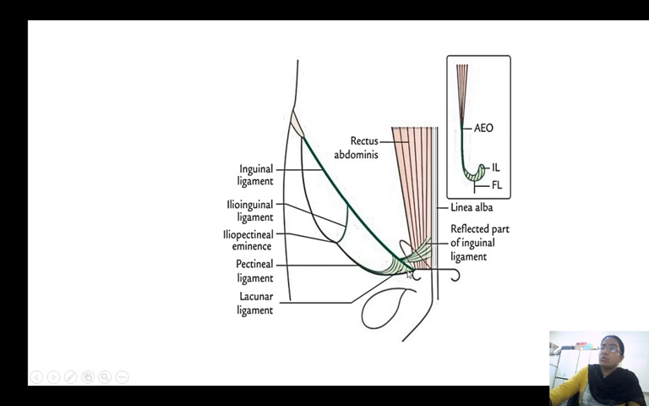Lacunar ligament is also called Gimbernat's ligament. This is a reflected part. You can see this is the superficial inguinal ring. Some of the fibers go forward and appear medially, and in the same way the opposite side goes into the linea alba.